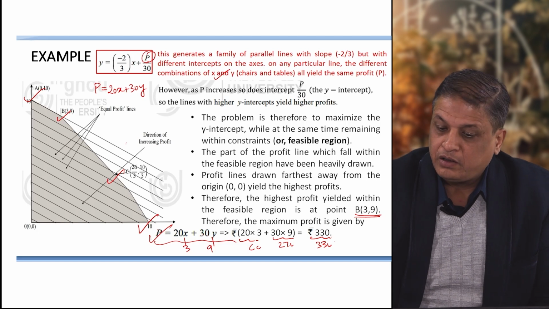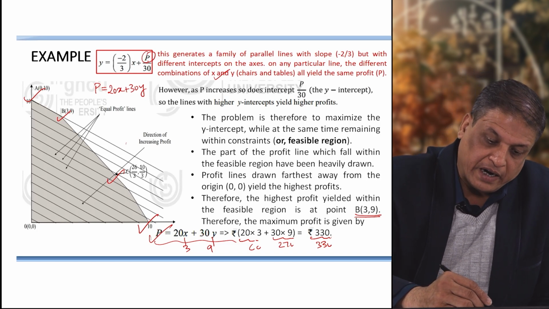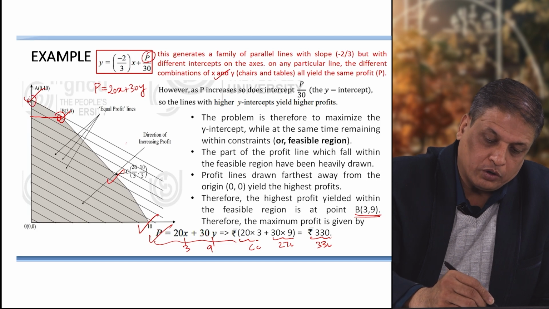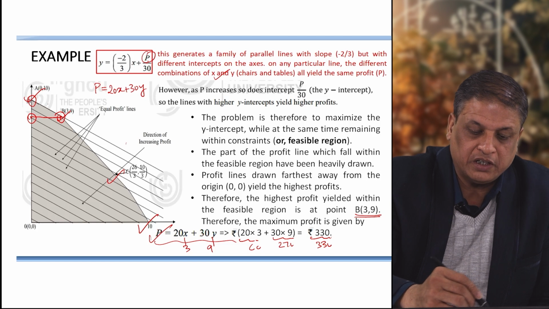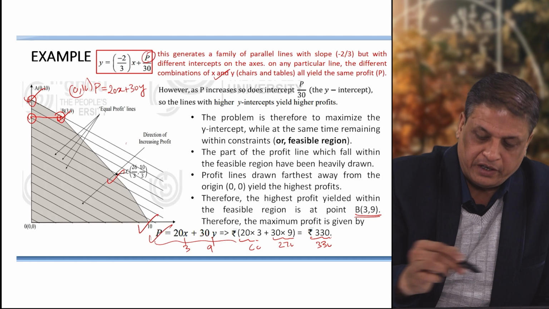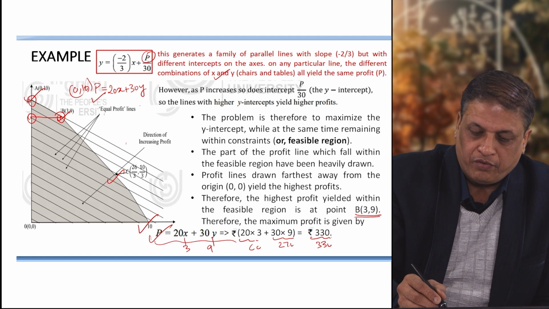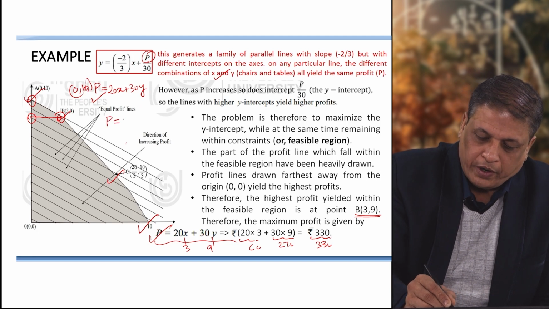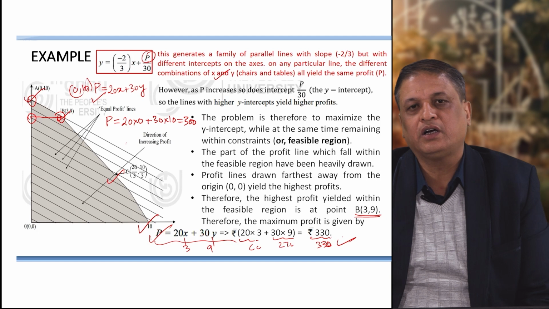But it was said that the higher the intercept, the higher will be the profits. So you might say that this point is quite lower than this point. 3, 9 is lying lower, the intercept value of 9 is lower than this, so the profit should be maximum at 0, 10. So if we put the value 0, 10 into this equation, that is 20x plus 30y, you will find that profit is equal to 20 into 0 plus 30 into 10, that is equal to 300, which is less than 330.